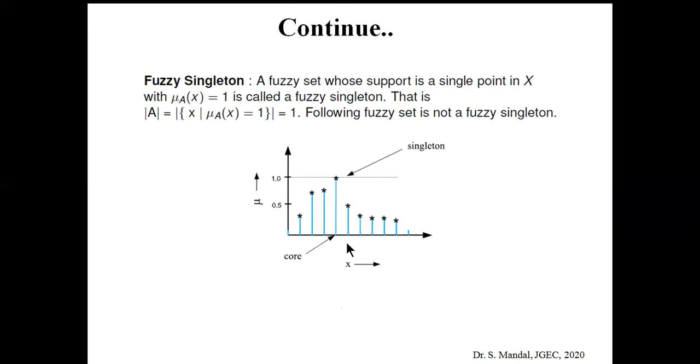Fuzzy singleton. So what is a singleton? A fuzzy set whose support is a single point in x with mu equal to 1 is called a fuzzy singleton. You can see that this graph has a core, that means where mu equals 1, but this one is not a singleton, or the following fuzzy set is not an example of a fuzzy singleton. If all the other points are removed, then obviously that will be a fuzzy singleton.